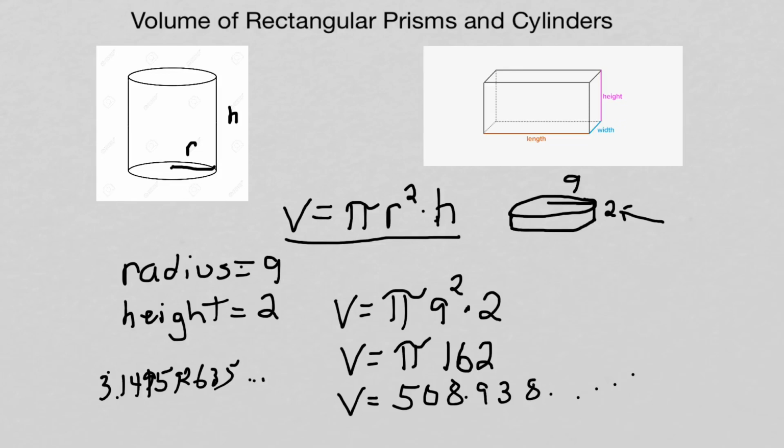So Delta Math is always going to ask you to the 10th. So to the 10th place, you cut it off here. The answer for this problem is going to be 508.9. A little tip on rounding: had this been a 6 here instead of a 3, then you would have rounded up. But since this is a 3, you don't round up. You just cut it off at a 9.